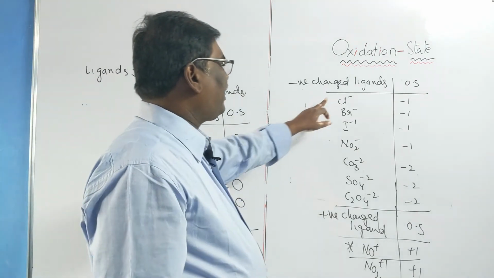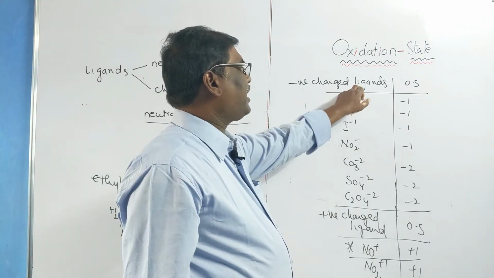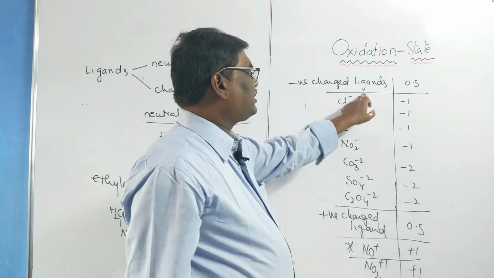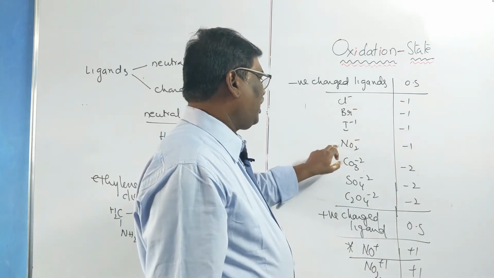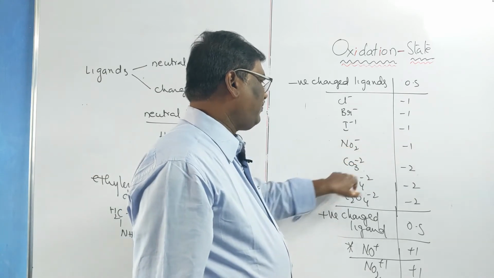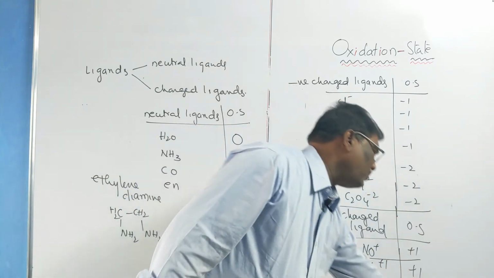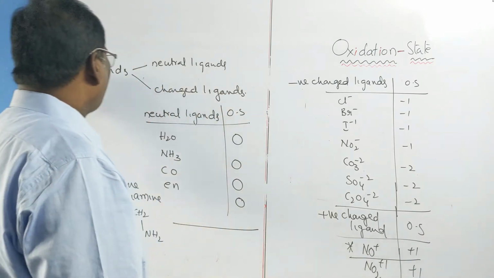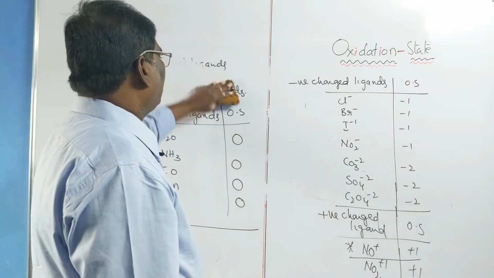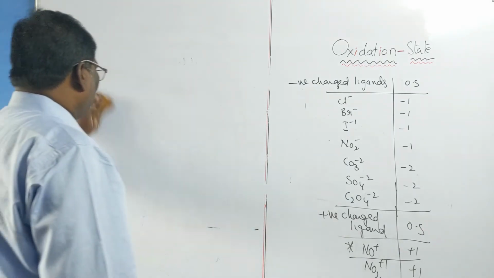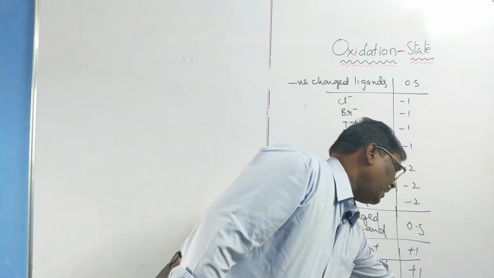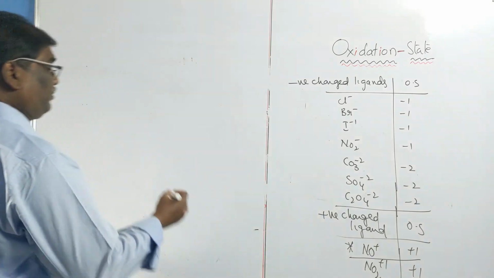Now the ligands having negative charge are known as negative charge ligands. They have the charges like this. For chloride, bromide, iodide -1, NO2 -1, carbonate, sulfate, oxalate -2 each. Now we are going to calculate the oxidation state of complex compounds, the oxidation state of the central metal atom or ion of complex compounds.